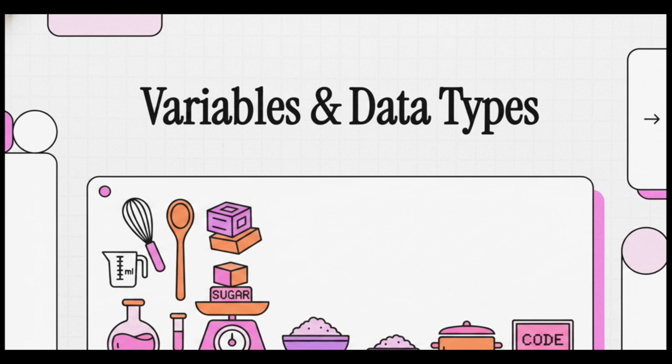Today, we're taking a fascinating look at the absolute foundation of all programming. Whether you're building a simple little calculator app or the next massive social media platform, everything starts right here with variables and data types. But instead of getting bogged down in dense computer science jargon right out of the gate, we're going to look at this through a really relatable, everyday analogy: your kitchen.